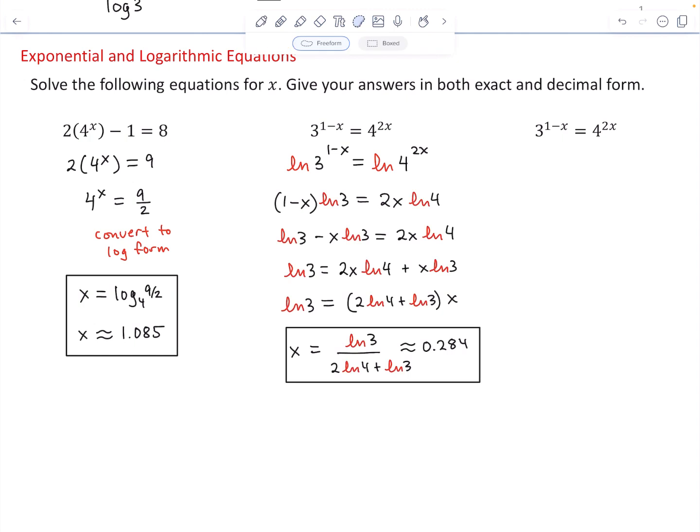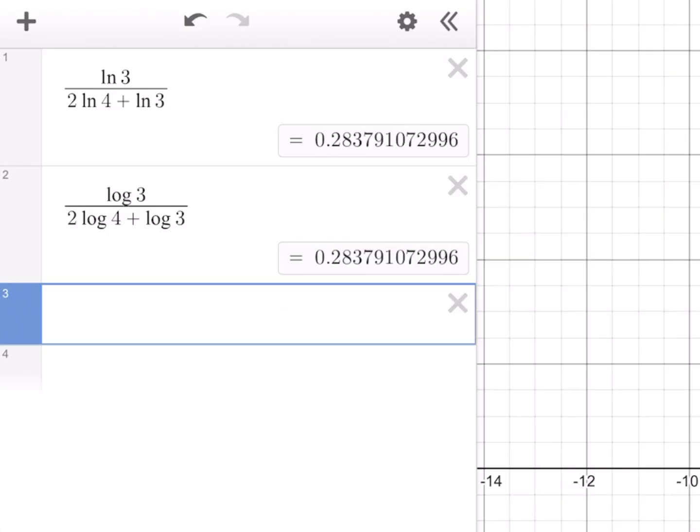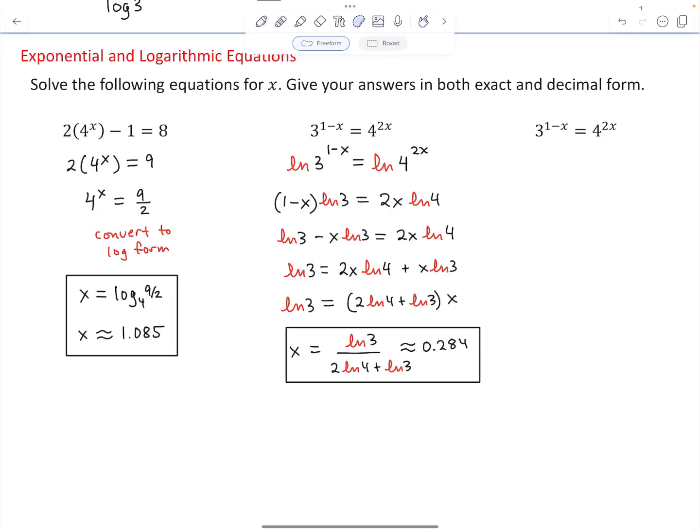Now I solved this using natural log as a logarithm of choice, but I could have begun this with log base 10s, in which case every single red logarithm you see here would instead be a log. But as you can see, that does not change the result. We still get about 0.284. So it doesn't matter which logarithm you use here at the very start, as long as they're both the same.